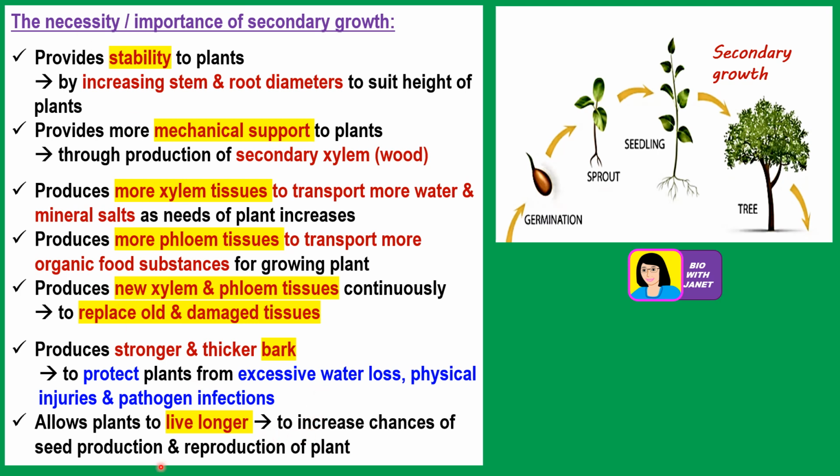And it allows the plants to live longer because when it has all these tissues and the support, it is able to live longer unless it is cut down by man, or it is burnt through forest fires and all that, right? So it allows plants to live longer to increase the chances of seed production, all right, because if the plant lives longer, it can produce more seeds, and so it can increase the reproduction rate of the plant, okay, and it can produce more offspring for the continuation of the species.